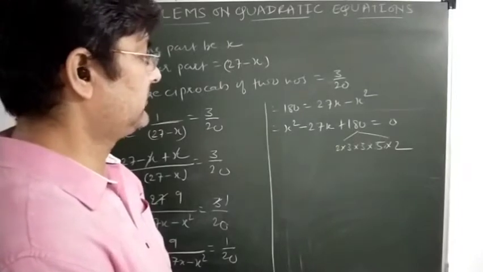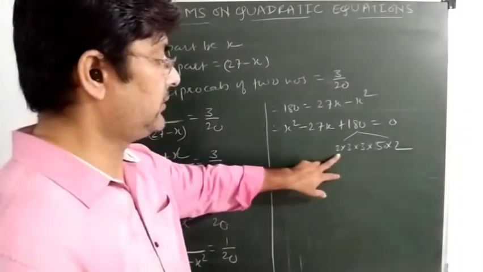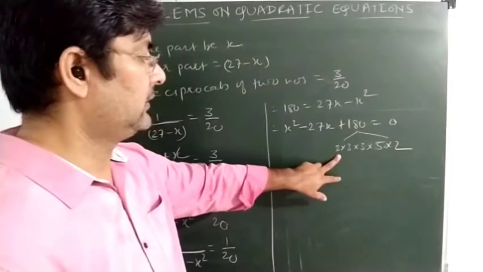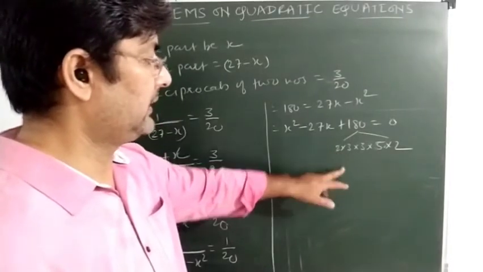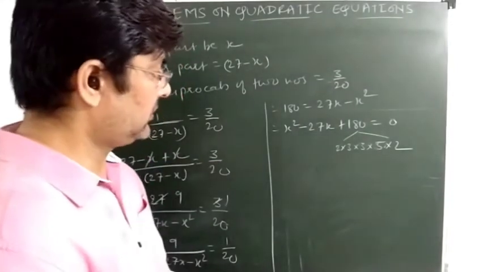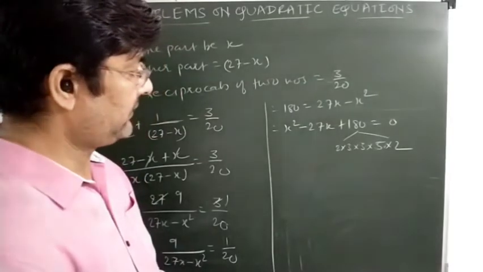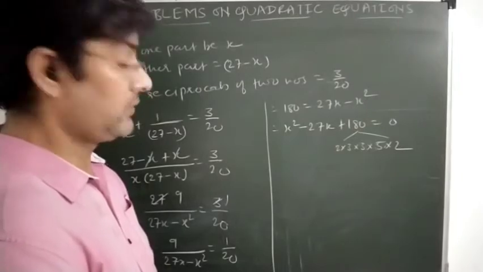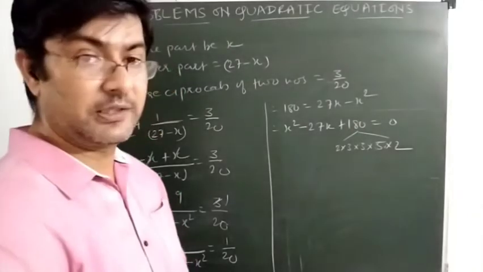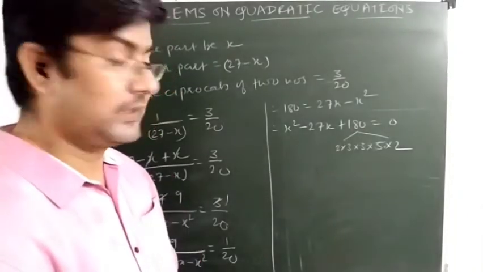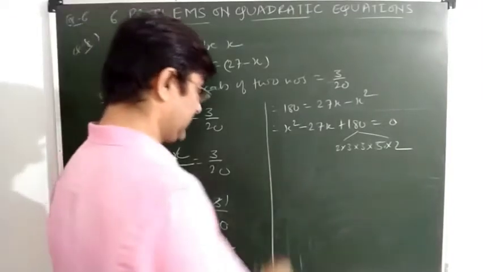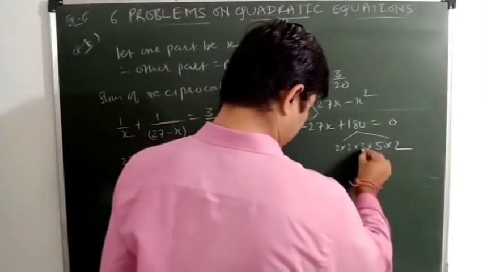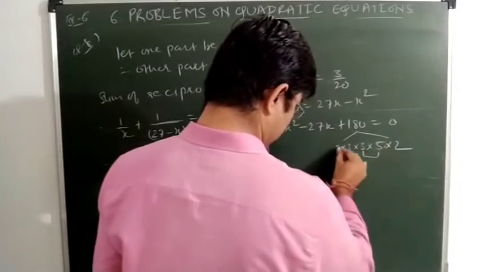Okay, so let us find out. 9 2s are 18, 18 10s are 180, that is done. Okay, so 5 3s are 15 and 6 2s are 12. Yes, so 15 and 12. 15 12s are 180 and 15 plus 12 is 27. Yes or no?